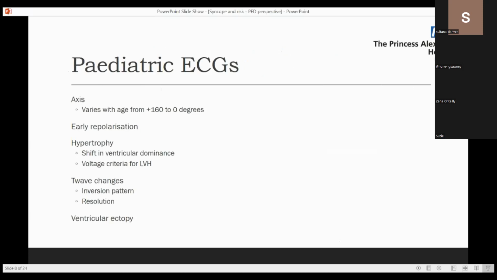We're going to talk about pediatric ECGs and why people hate them, right? People really hate them or find them annoying or whatever. I really love them because they make sense, right? If you understand them, they make sense. But I'm going to talk to you about the reasons I think that people hate them.